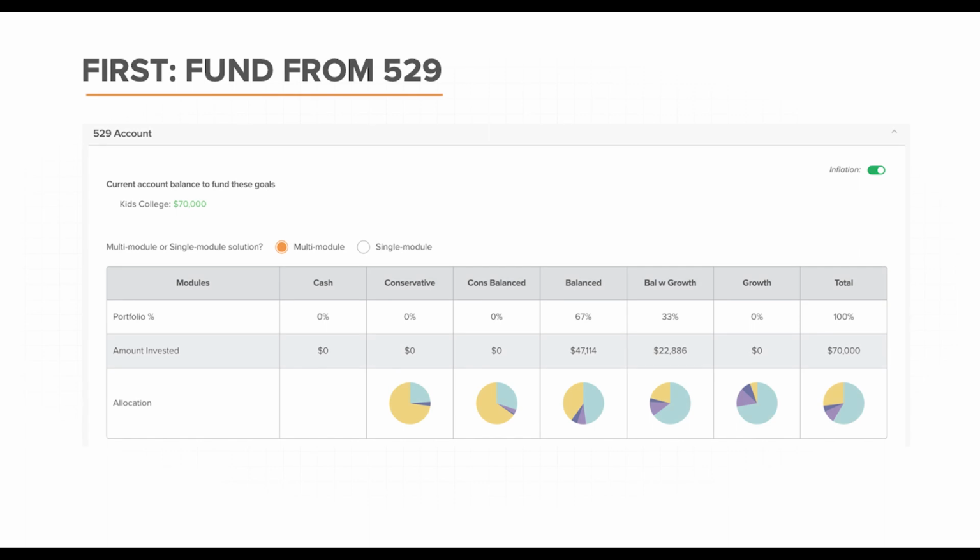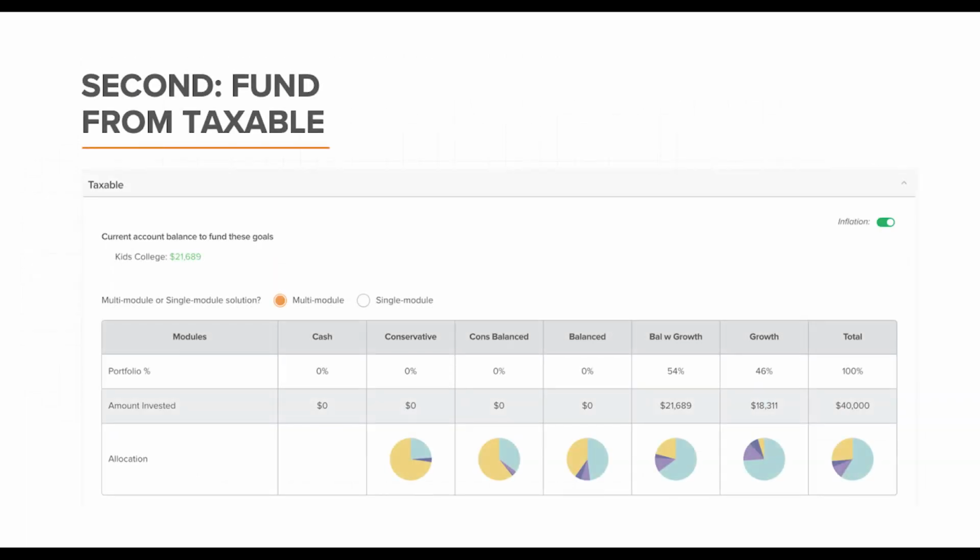Each goal is treated as its own investment plan, matching each goal draw with the most appropriate portfolio model based on the portfolio's time horizon and risk level. Using the education example from before, we can see that the kid's college goal is being funded by the 529. All $70,000 in that account has been allocated to fund this goal. But we still need to fund another $21,000 to complete it.